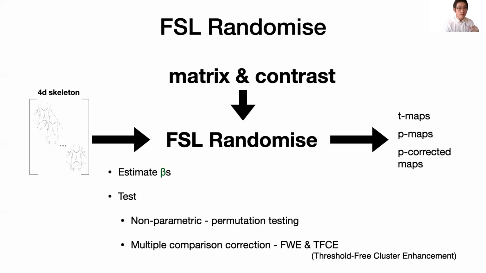All right. So FSL Randomise is a tool that runs general linear models for FSL. It works for TBSS. So it estimates the beta parameters and then tests the significance using non-parametric permutation testing, and then does multiple comparison correction using FWE or TFCE. TFCE stands for threshold-free cluster enhancement. If you're more interested in statistics, go back to the FSL site, and there's a paper on this.